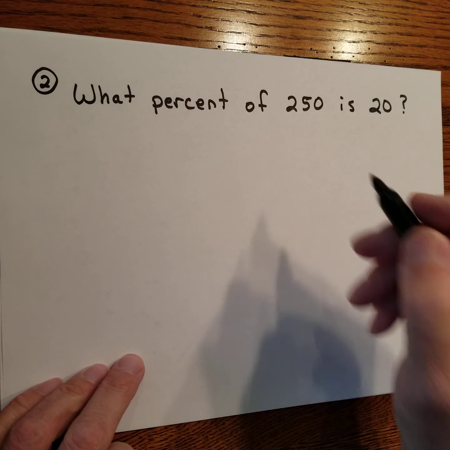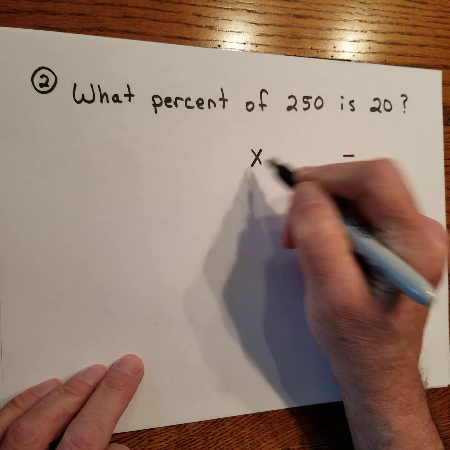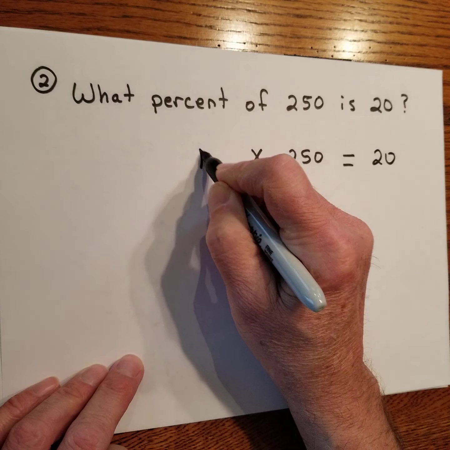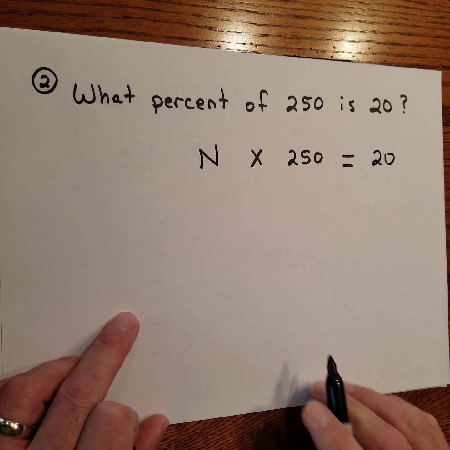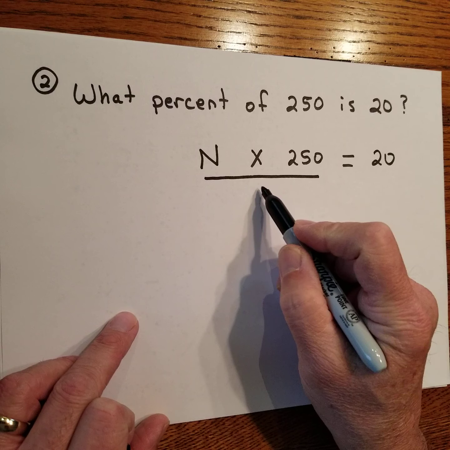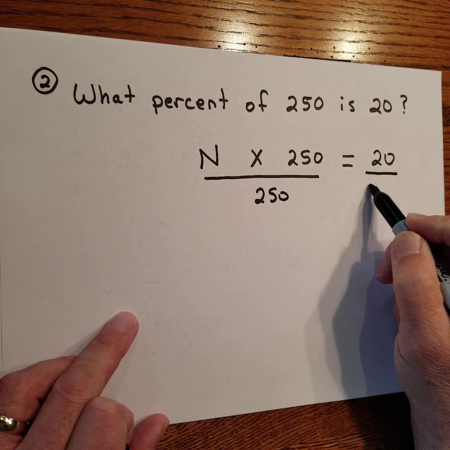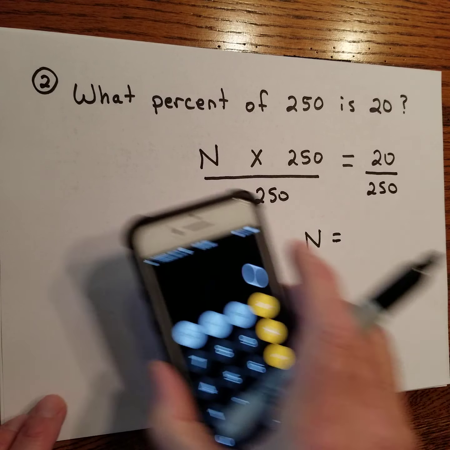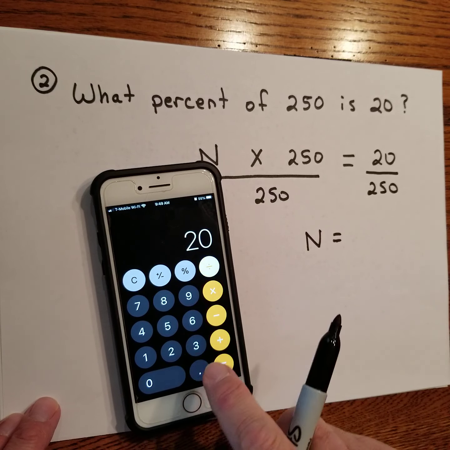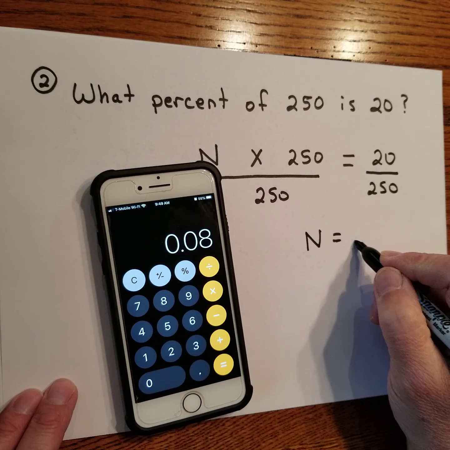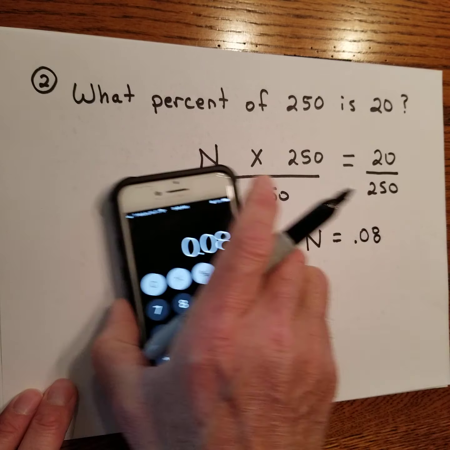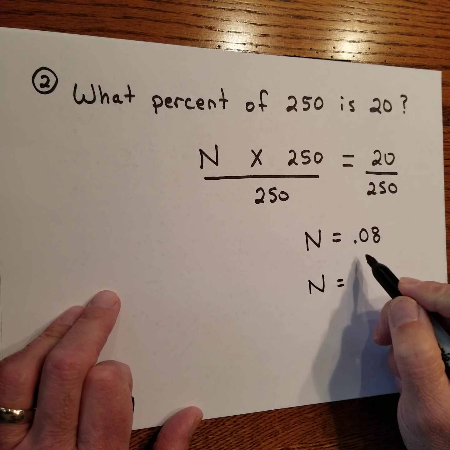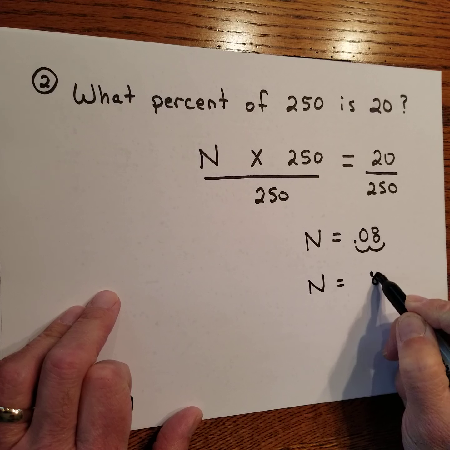On number 2, is equals, of is times. I'll copy 20 here, 250 here. I'm looking for the percent. The inverse of multiplication is division. And on my calculator, when I type in 20 and divide it by 250, I get 0.08. Now that's a decimal. My final answer is to be a percent. So I move the decimal point 2 spots and call that 8%.